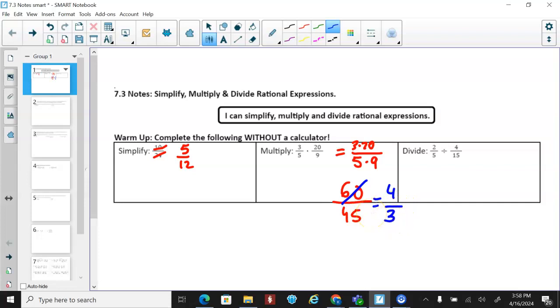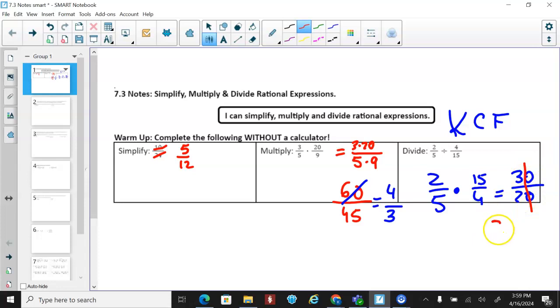Okay. Now, how do we divide? Remember the rule: keep, change, flip. We're keeping the first fraction, we're changing the sign from division to multiplication, and we're flipping 4 over 15 to 15 over 4, upside down. And now again we multiply across. So 2 times 15, it's going to be 30. And 5 times 4 is 20. And of course we can simplify them by dividing them by 10. So your final answer is 3 over 2.